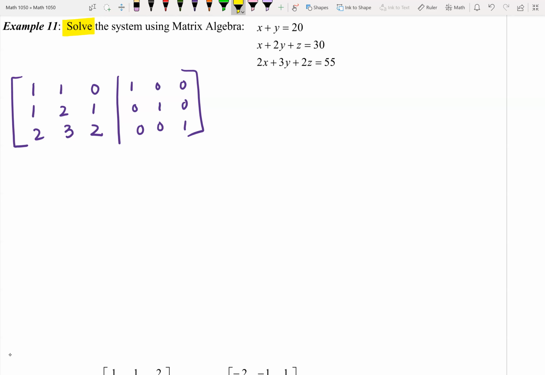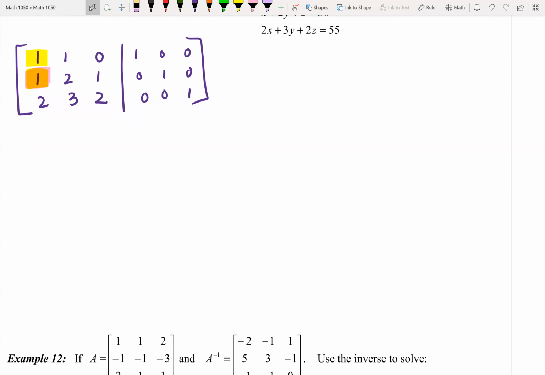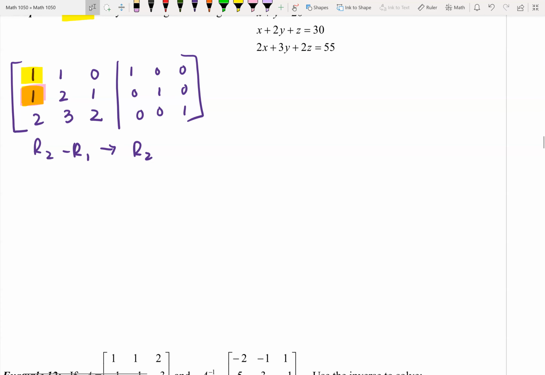Step number 1, get a 1 right there. It's done. Step number 2, get a 0 right here. I could go row 1 minus row 2, or I could do row 2 minus row 1. One is better than the other one. Which one's better? Row 2 minus row 1. If you don't know which one's better, it's not going to make you miss it. You're just going to have more steps. So row 2 minus row 1 becomes my new row 2. So row 1 doesn't change. Row 3 doesn't change.